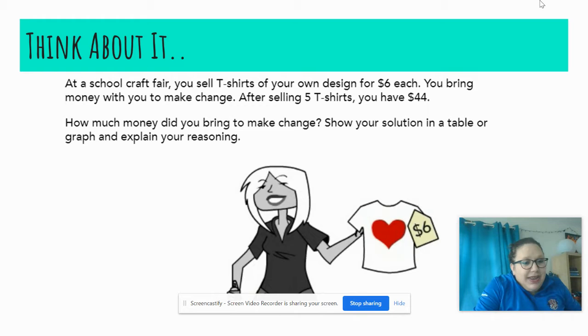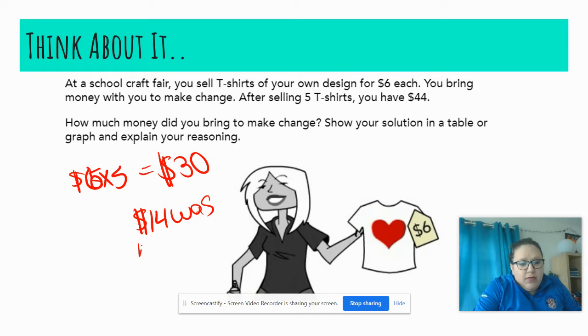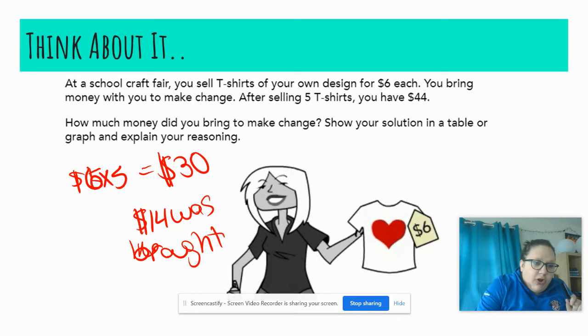All right, now that you've answered it, let's talk about it. So if I sold 5 t-shirts for $6 each, so $6 times 5 t-shirts, that means that I made $30. And if I have $44, $30 of it was the money that I was given for the t-shirts, which means that $14 was used for change, was brought. So I had $14 to start, because the $30 plus the $14 makes the $44 that I had. So just kind of think about that. Again, that $14 was our starting point.